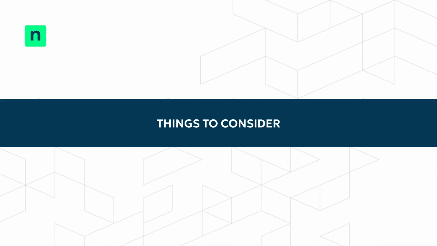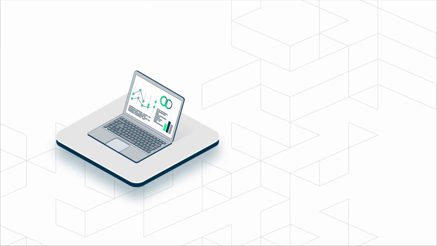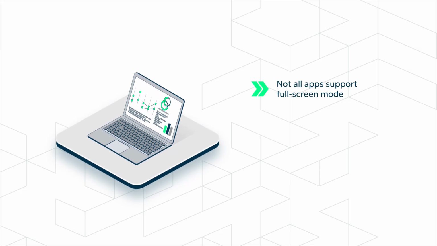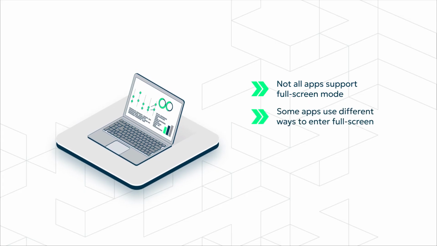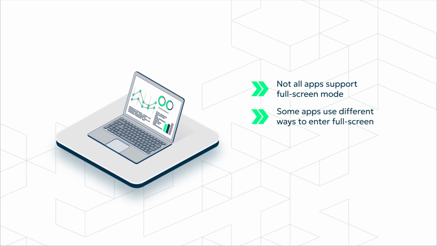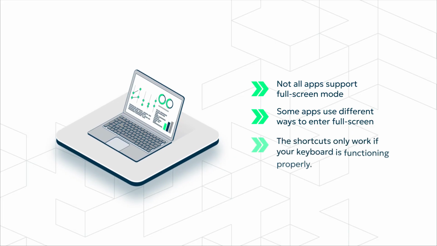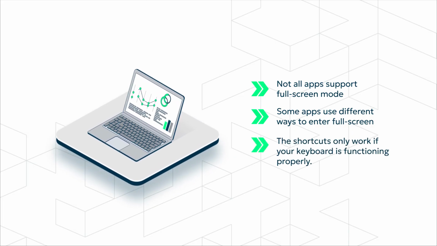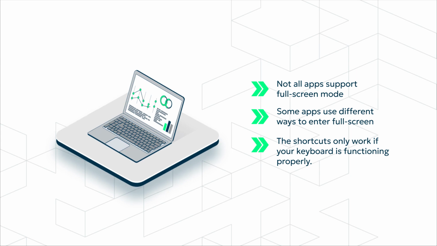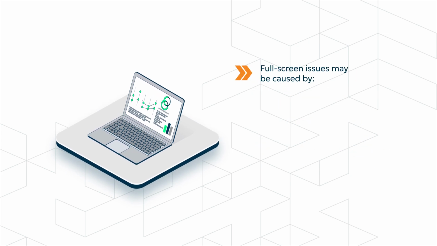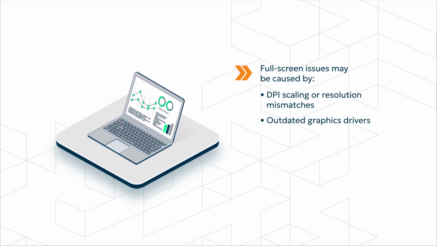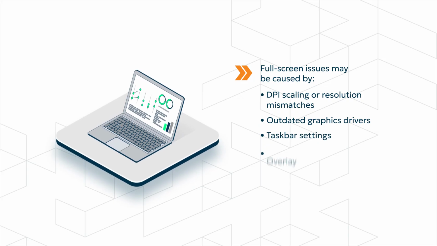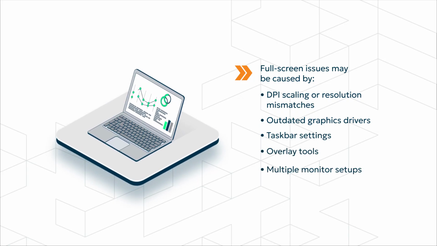Things to consider. With all that said though, there are some factors to consider. 1. Not all apps can support full screen mode, and forcing it may cause display issues or bugs. 2. Some apps can go full screen mode in ways other than the ones we've discussed, so check their help page to learn more. 3. The shortcuts we have provided only work on a functioning keyboard, so be sure to check if it is working properly. And 4. If you're having issues with getting the app to go full screen, it may stem from the following: DPI scaling or screen resolution mismatches, outdated graphics drivers, taskbar settings, overlay tools, and multiple monitor setups.